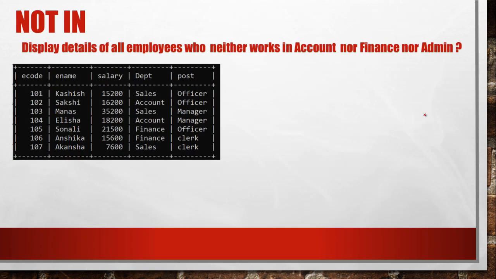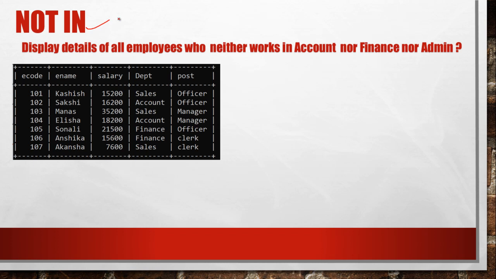Now we move to the next clause, that is not in. As you know, within the in clause, if the field value belongs to the given set of values, only then is the condition true and the record shown to the user. But what about in the case of not in? In the case of not in, if the value of the specified field does not belong to the list, only then the condition is true and the record will be shown to the user.